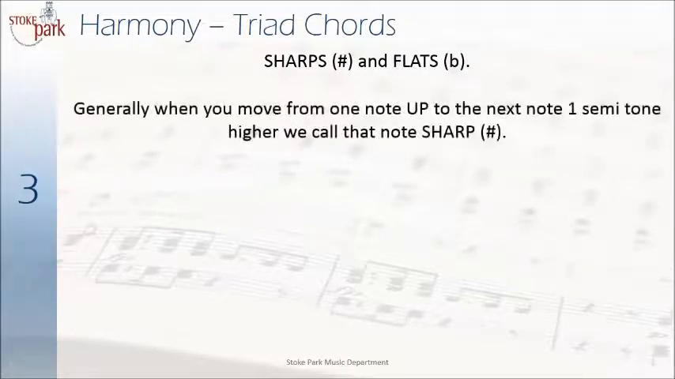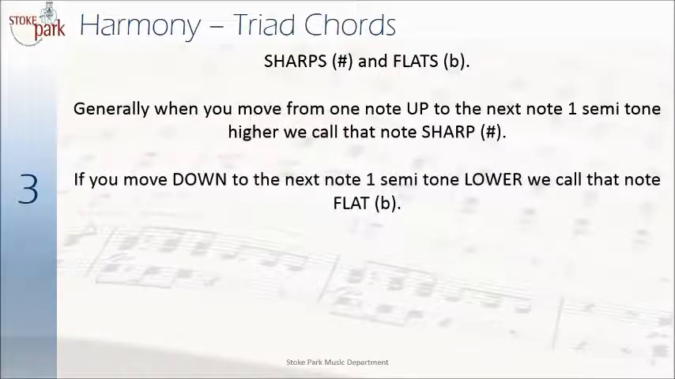Sharps and flats. Okay, so generally when you move from one note up to the next note 1 semitone higher, we would call that note sharp. That looks like the hashtag sign. If you move down to the next note 1 semitone lower, we call that note flat, which looks like a small b, like a lowercase b.